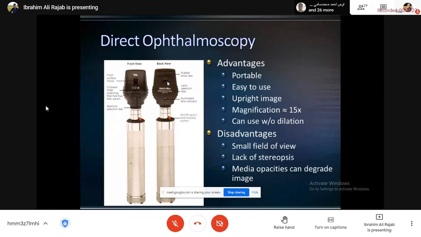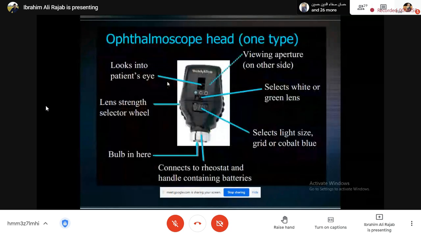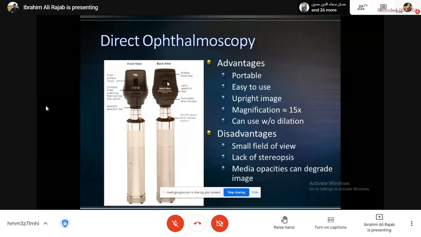It gives us an upright image, versus the inverted image given by other instruments. We will see later on. What I mean by inverted image: if we see a lesion in the superior part of the image, so it is in the superior part of the retina, this is called an upright image. While in an inverted image, if we see the lesion in the superior part of the image, it is really in the inferior part of the retina, because the other devices give us an inverted image.